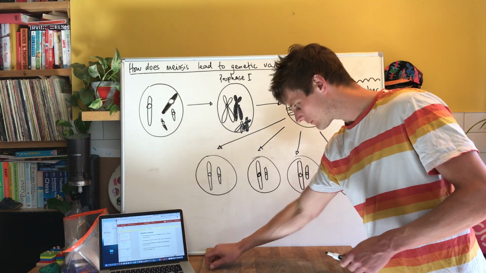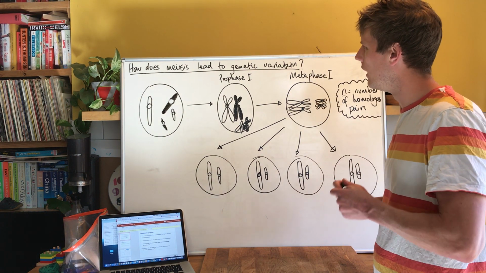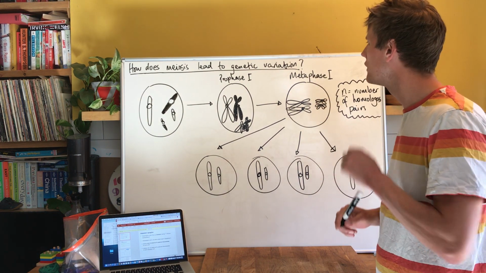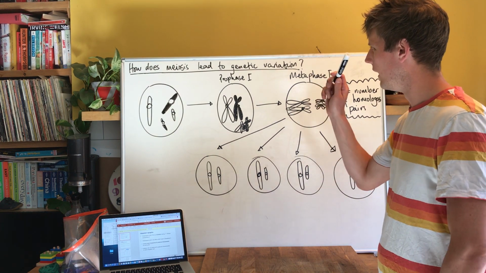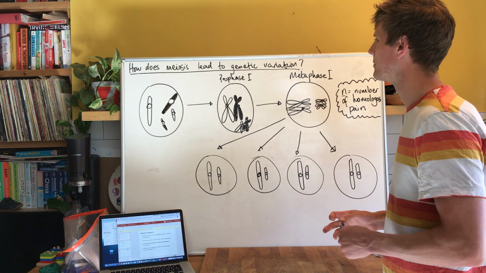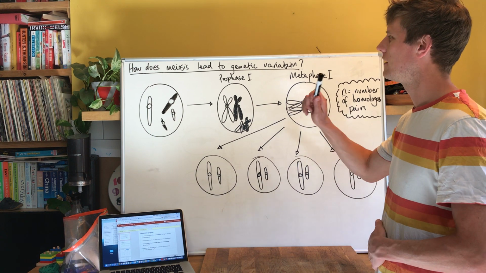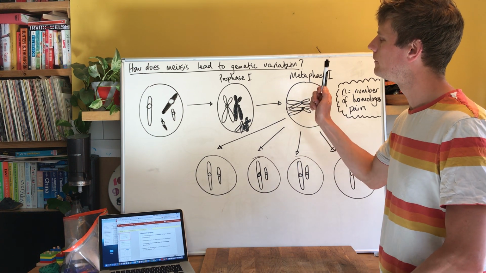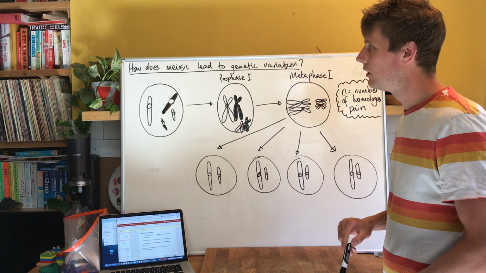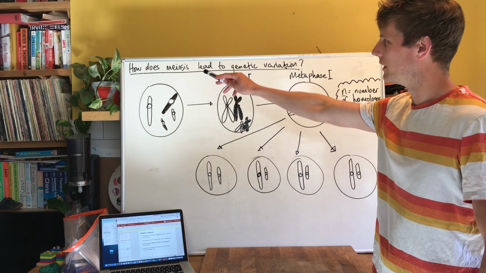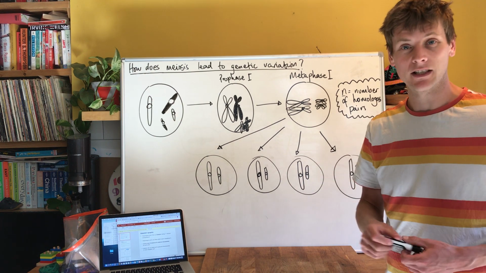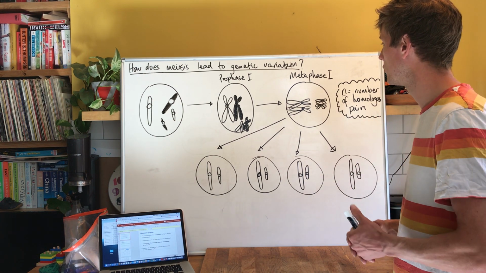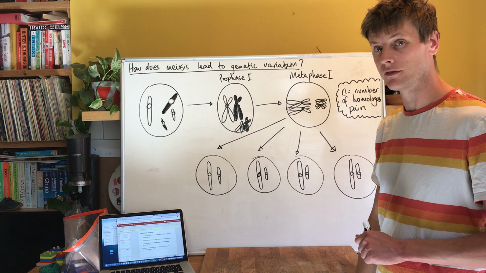Hello again. Right, this is the third part, I might do a fourth, of meiosis and the explanation of meiosis. If you remember back to the second video, we answered part of this question: how does meiosis lead to increased genetic variation? And we discussed crossing over in the first part.